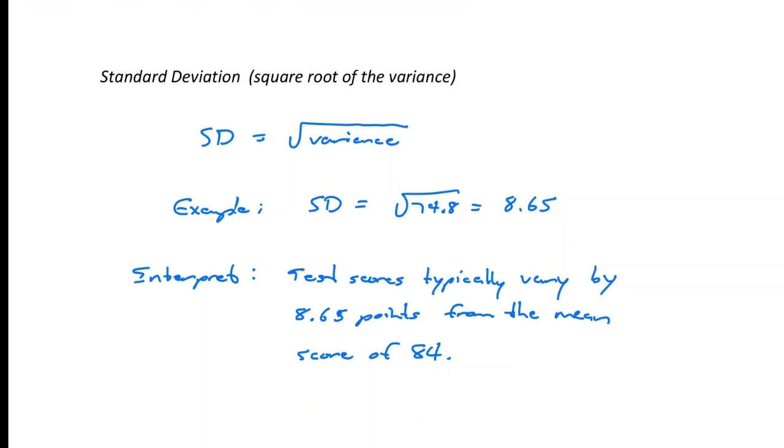More specifically, if you were to add and subtract 8.65 from 84, you could say typically you're going to expect scores to be roughly 77, 78, up to maybe 92, 93. That's kind of the range where we're typically going to see a lot of the values. That's what standard deviation does for us, okay?